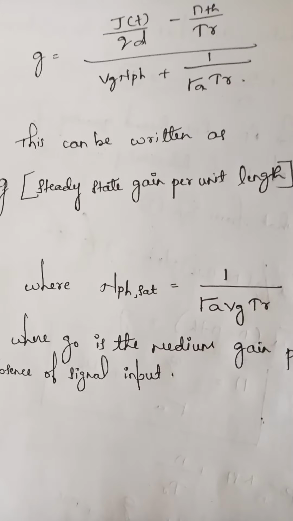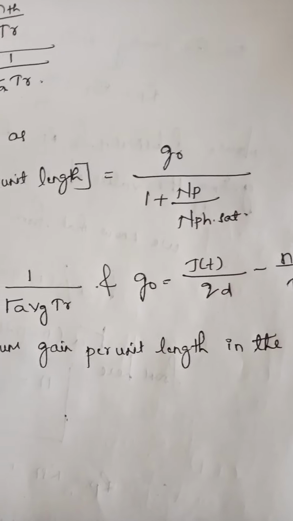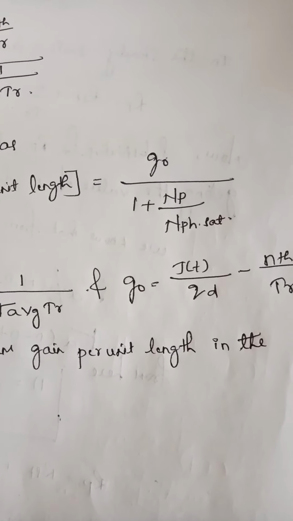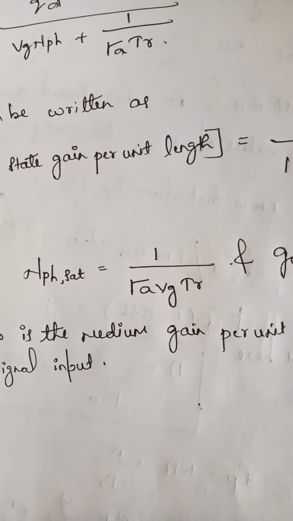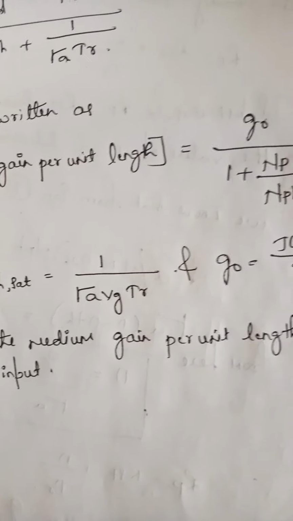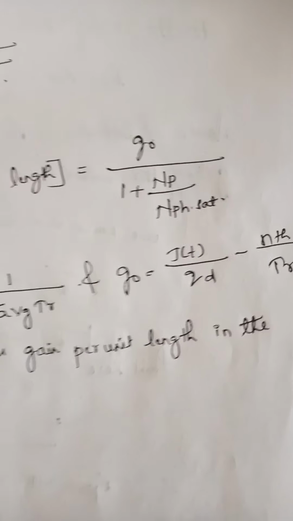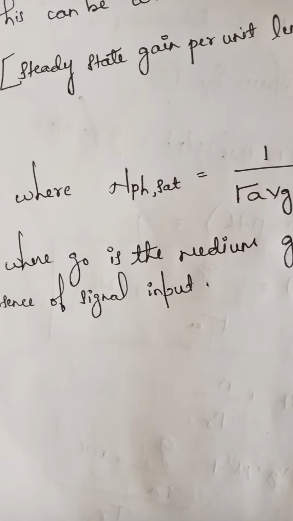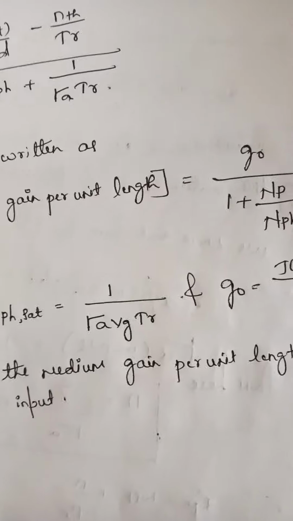This can be written as G, the steady state gain per unit length, given by G0 divided by (1 plus Nph/Nph,sat), where Nph,sat is nothing but 1 over (Gamma A tau R). G0 is J(t)/qd minus Nth/tau R, where G0 is the medium gain per unit length in the absence of signal input. So we have derived the equation for the steady state gain per unit length of the semiconductor optical amplifier.